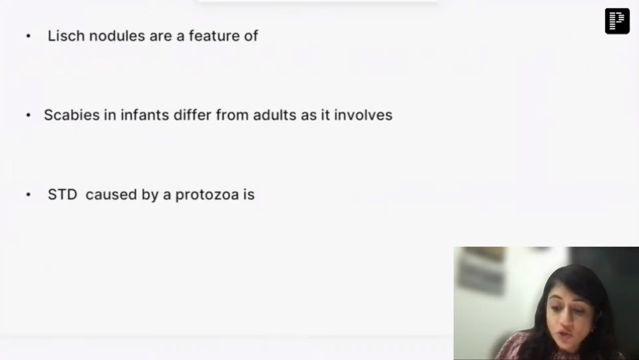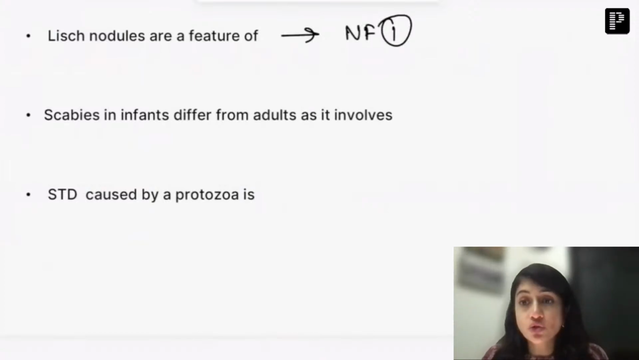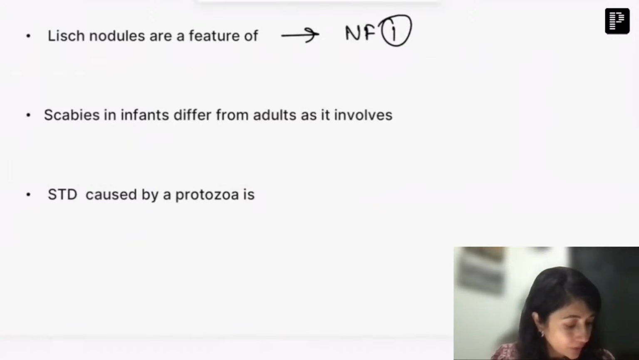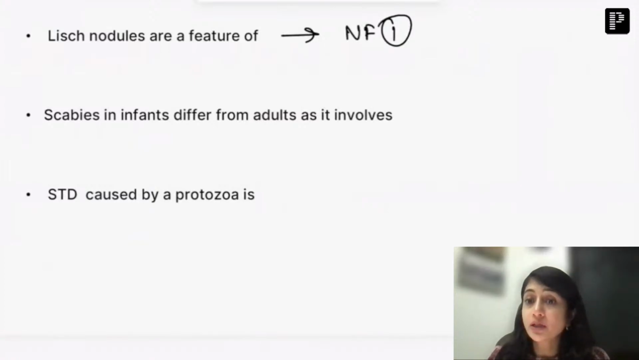NF1, yes. So leash nodules are something that you see in the iris. They are a feature of neurofibromatosis 1. It is a type of genodermatosis, and leash nodules are an important feature of that. Next question. Scabies in infants differ from adults because it involves what site? Yes, so leash nodules, you're right, are iris hamartomas. They are benign. You can have buttonhole sign. Buttonhole sign is not with leash nodules, it's with neurofibromas, but you're correct about it.